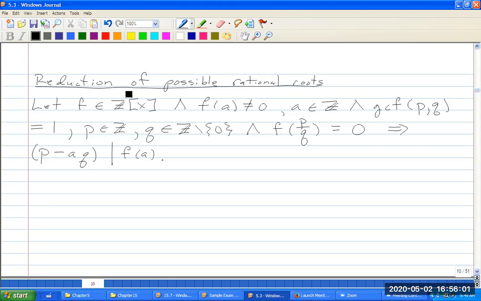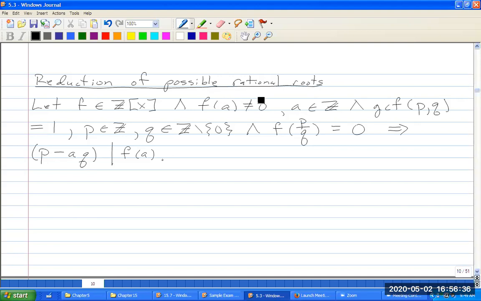Let f be a polynomial with integer coefficients. In all the examples I've given you so far, these are polynomials with integer coefficients. There are no fractions in the original polynomial. Suppose that f of a is not 0, meaning you pick a number where it doesn't work, where the number that you've plugged in is not a root of your polynomial. If it's a root, you're happy. If it's not a root, then use this.